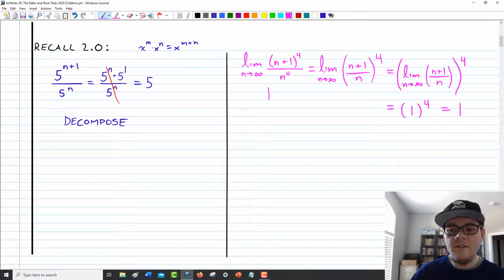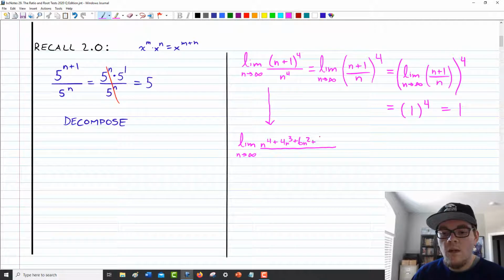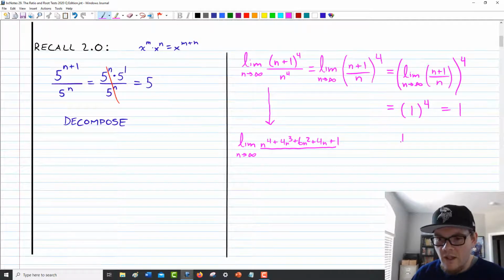On the other hand, there is a second way to do it. You're probably not going to like it because it involves a little bit more algebra or intimate knowledge of Pascal's triangle. But you could instead rewrite this as a literal ratio of polynomials with terms only visible. What I mean is this. N plus 1 to the fourth is n to the fourth plus 4n cubed plus 6n squared plus 4n plus 1. And I should probably check that that's true.